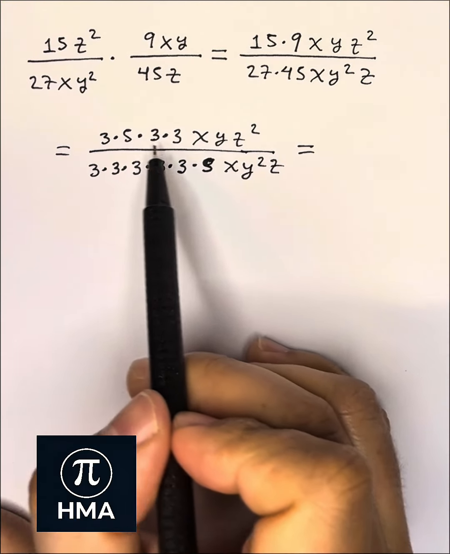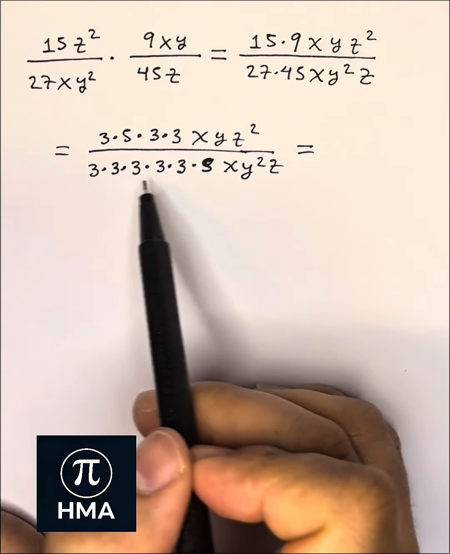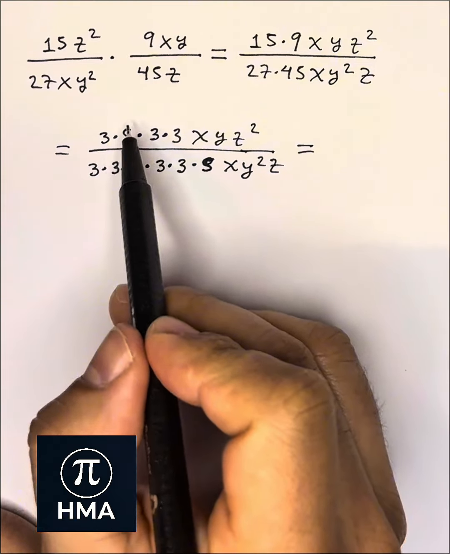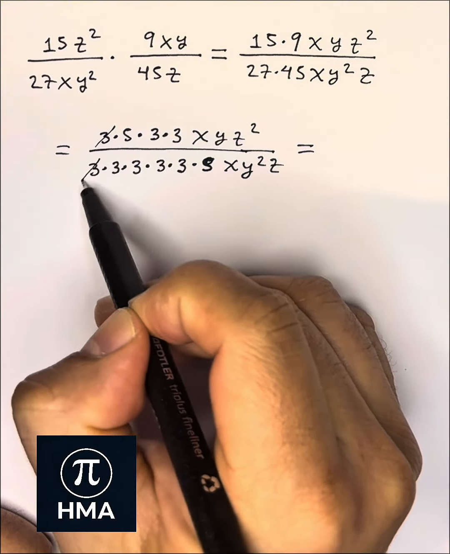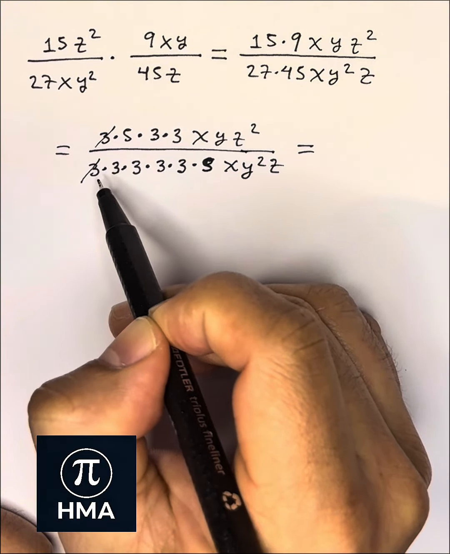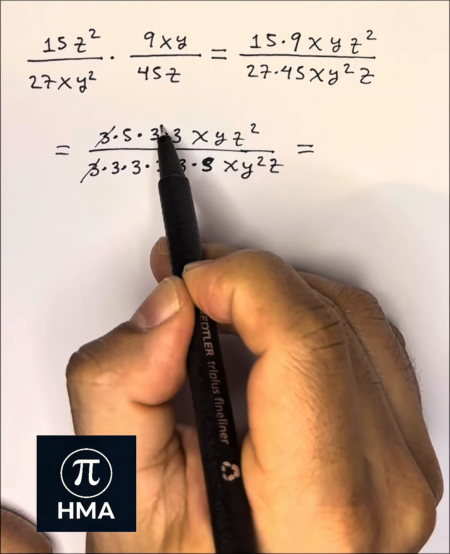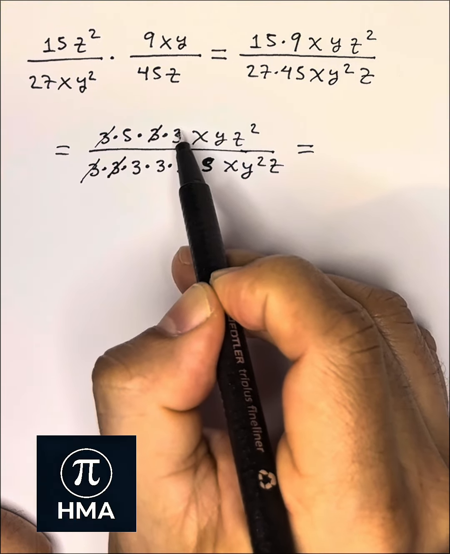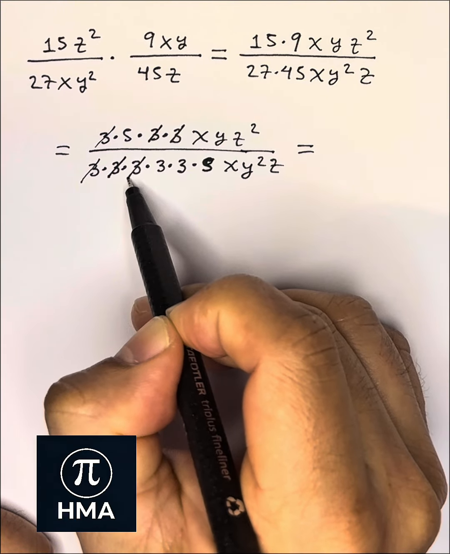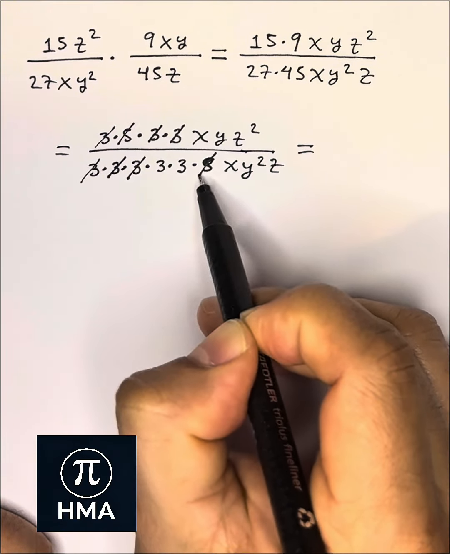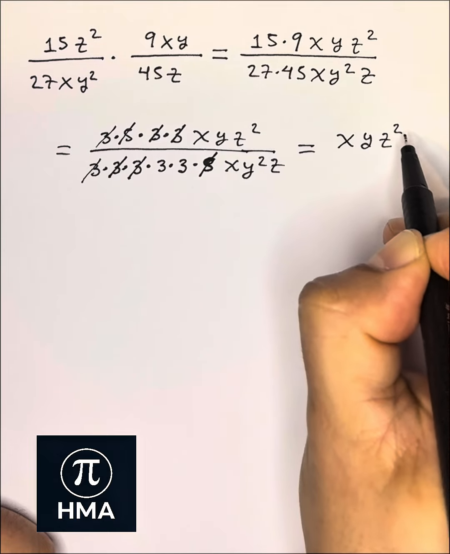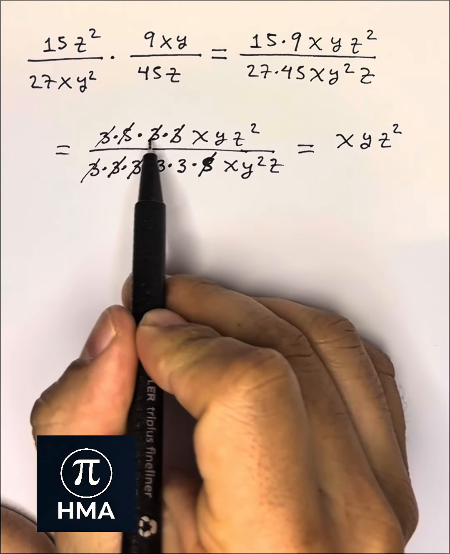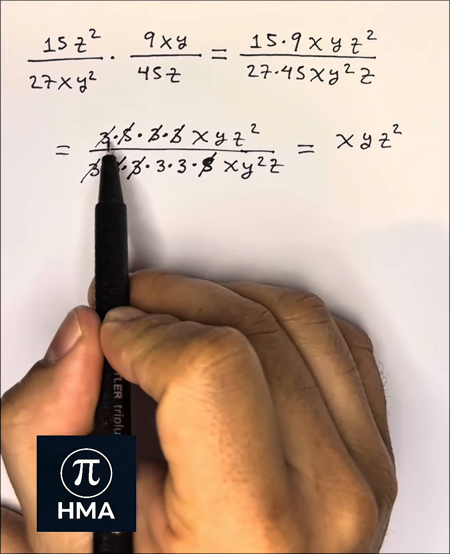As everything is factored in the numerator and in the denominator, we can just eliminate two coefficients that are the same. For example, 3 and 3 could go away because this division will give you 1. This other 3 with this other 3 can also go away. This 3 with this 3 as well. And this 5 with this 5 as well. X, y, and z squared, right? Because all the numbers go away.